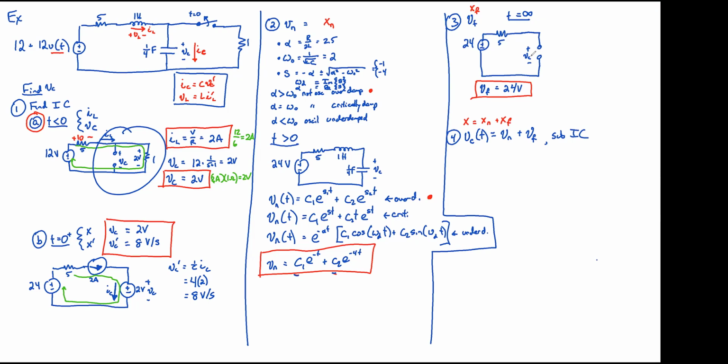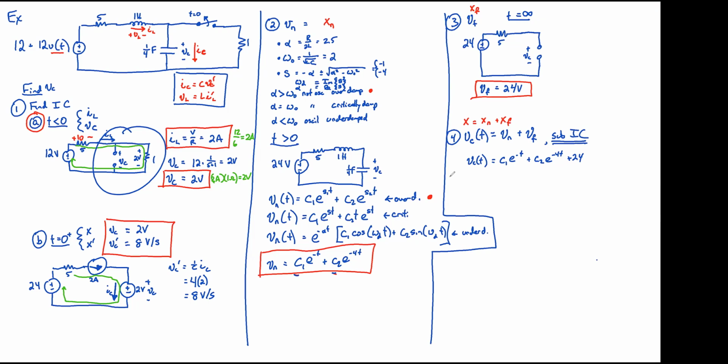So now we can add them all together and find the total solution. The total solution then is going to be C1 e to the minus t plus C2 e to the minus 4t plus 24. And now, and only now, can we substitute in those initial conditions. So let's do that.